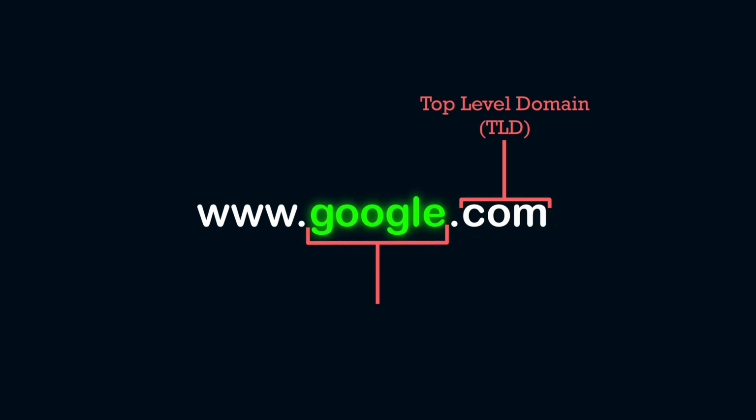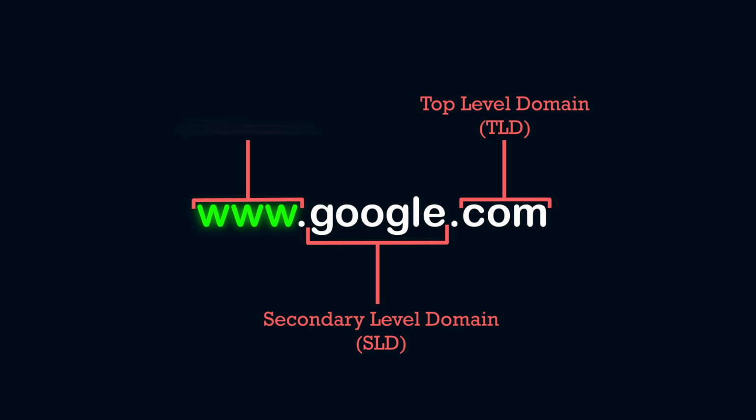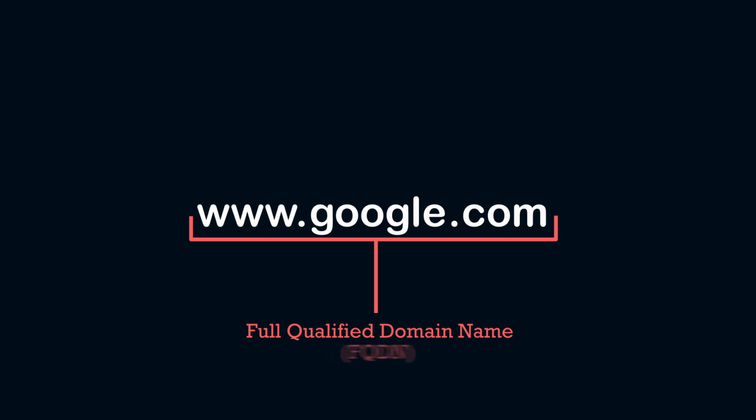The section directly to the left of the TLD is the secondary level domain, and you're probably familiar with ones like Google, Facebook, Meta. Anything to the left of the secondary level domain is a subdomain, and some common ones are www, blog, mail, app. Now, strictly speaking, when all of these sections are combined, it is known as the fully qualified domain name, or FQDN. But in most cases, people will just refer to it as the domain name.